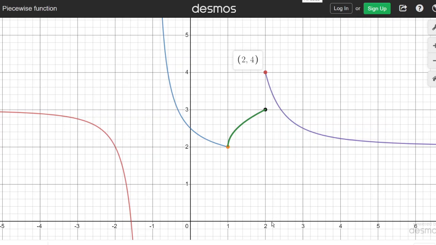X cannot be 2, x has to be to the right of 2. It's getting closer and closer to 2. As x approaches 2 from the right, what's the limit of the function? Try something, please. So don't be scared. It's okay to make mistakes. Yeah, 4 is right. Actually, 4 is right.